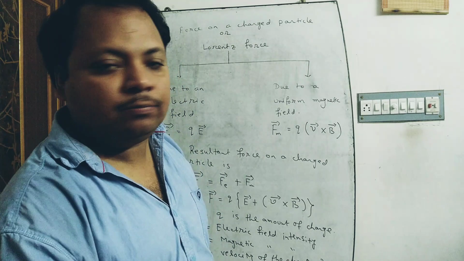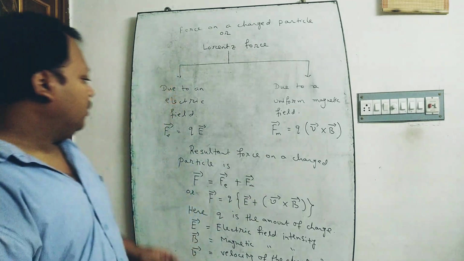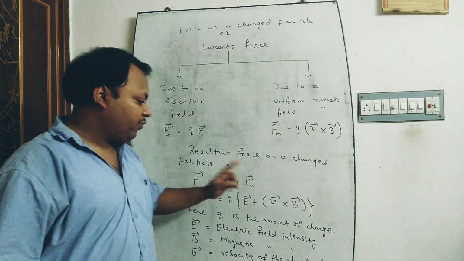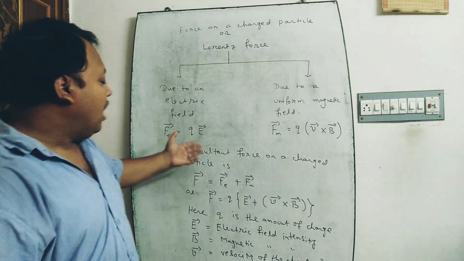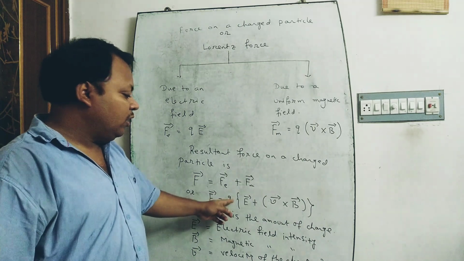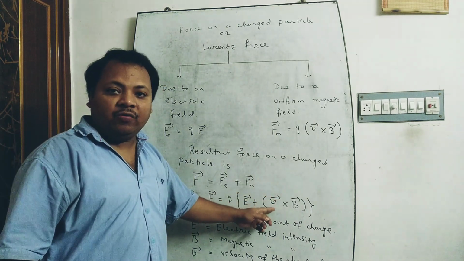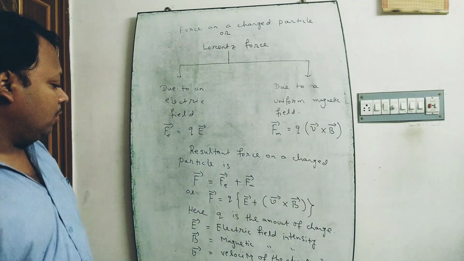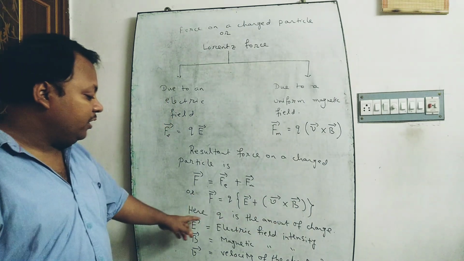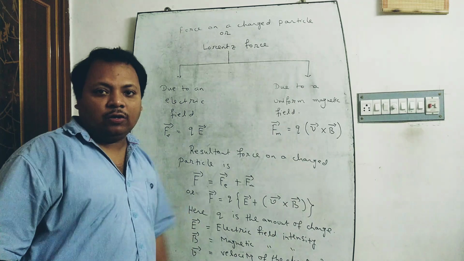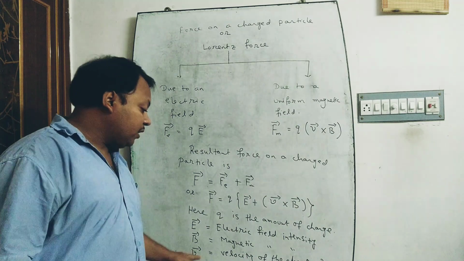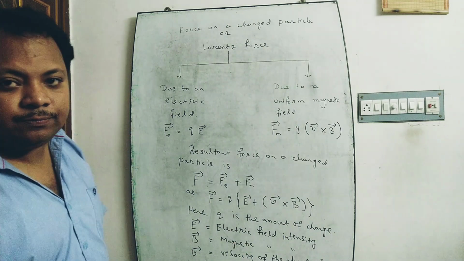charge of the particle. Therefore, the resultant force on the charged particle is F vector is equal to Fe plus Fm. Now putting this value, we can write F vector is equal to Q whole into E vector plus V vector cross B vector. Here Q is the amount of charge, E vector is the electric field strength or electric field intensity, B vector is the magnetic field intensity, and V vector is the velocity of the charged particle.